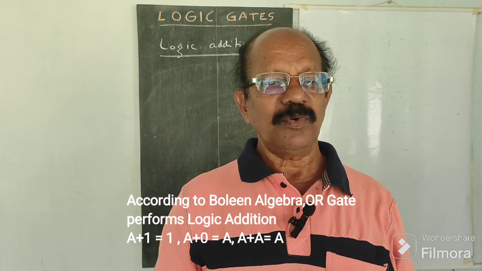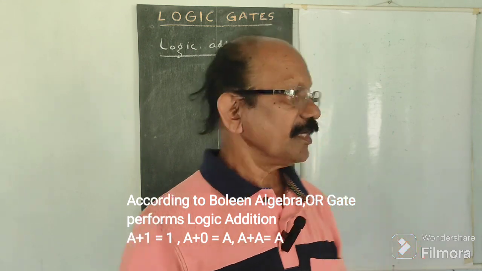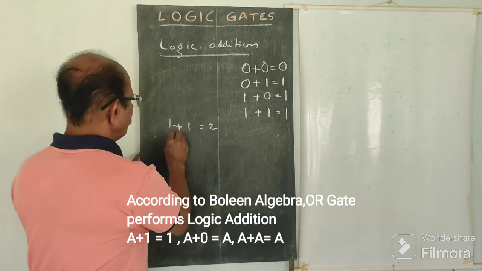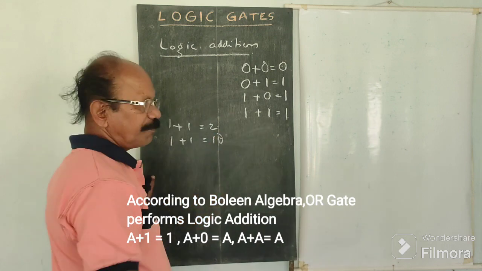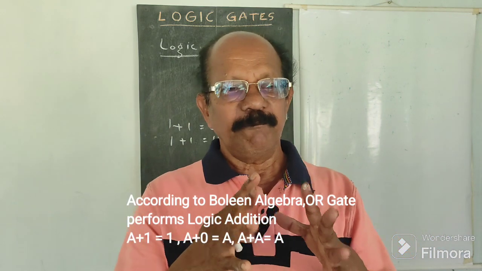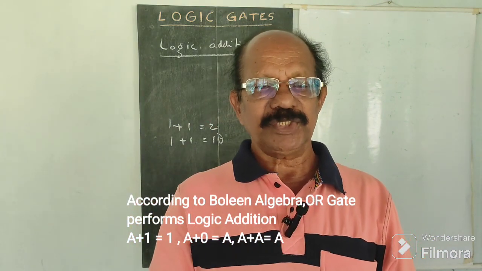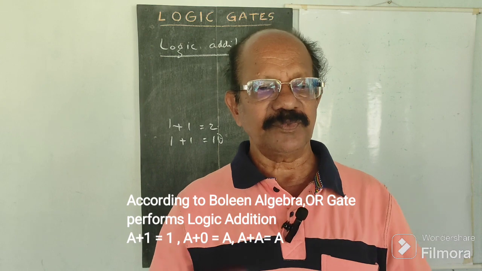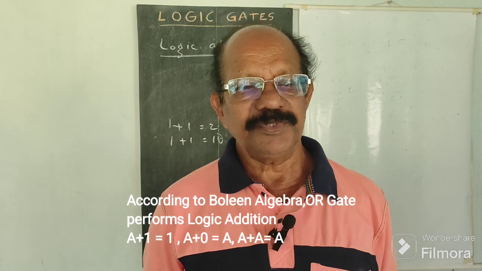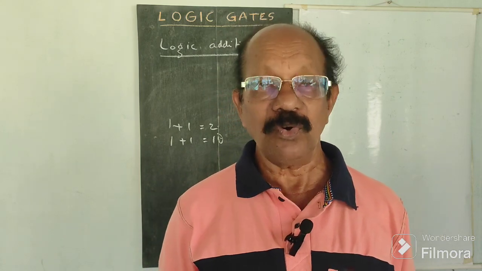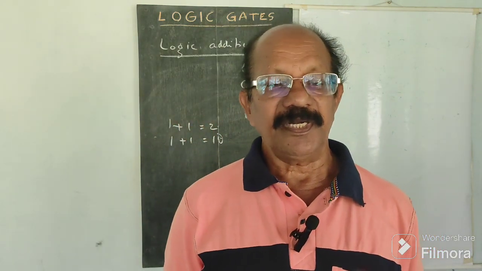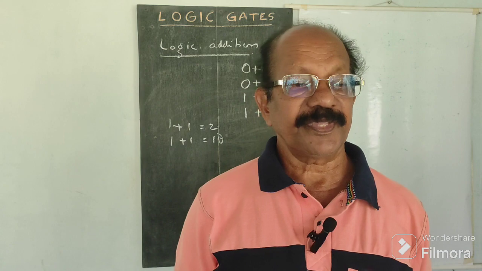as understood in ordinary or numerical algebra. In numerical algebra, 1 plus 1 is equal to 2. But in binary operation, 1 plus 1 is equal to 10. Now, the plus sign in Boolean algebra does not stand for addition as understood in ordinary numerical algebra. In symbolic logic, the plus sign indicates the OR operation, whose rules are already given.